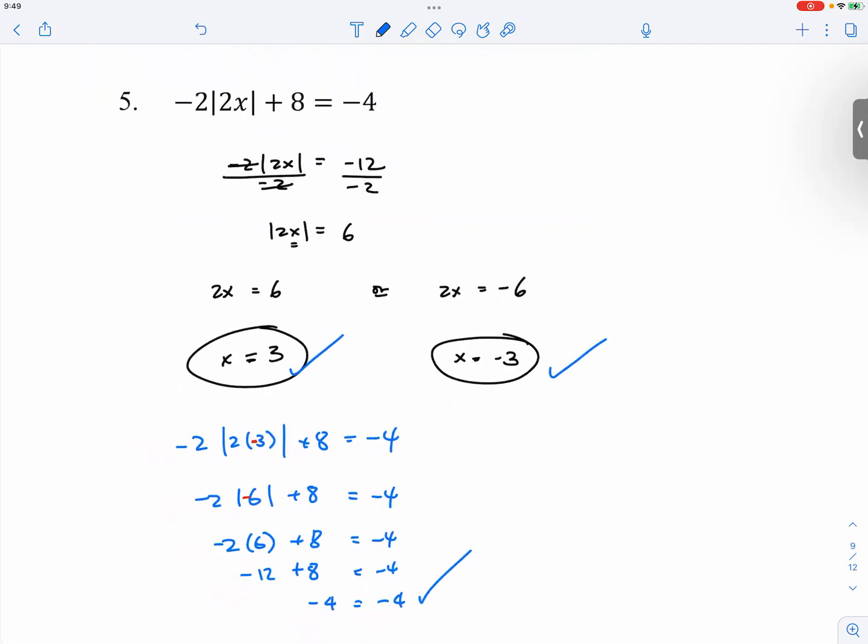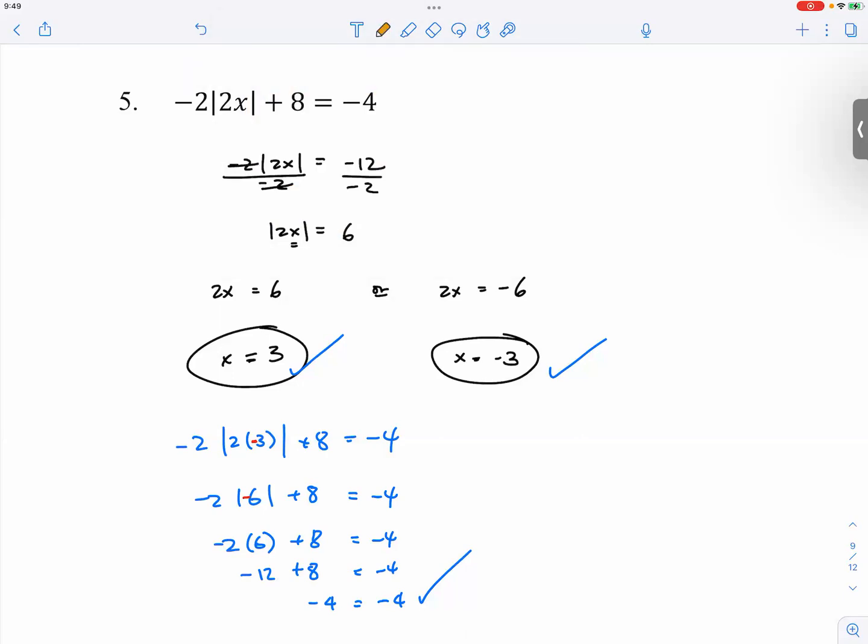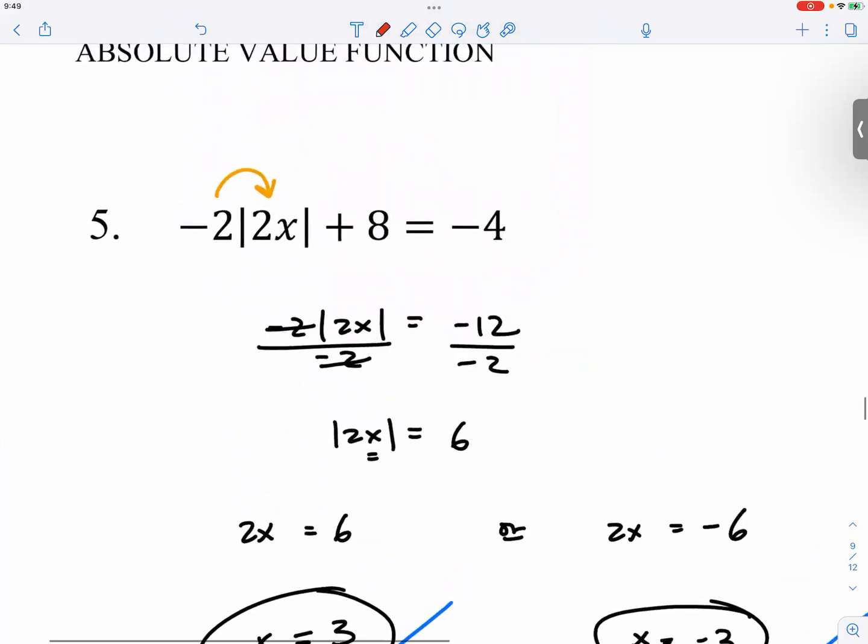Now, there could be a question. The question is, can we go ahead and distribute or multiply this -2 into the absolute value function? I'm going to use the red color to write this. Please don't.